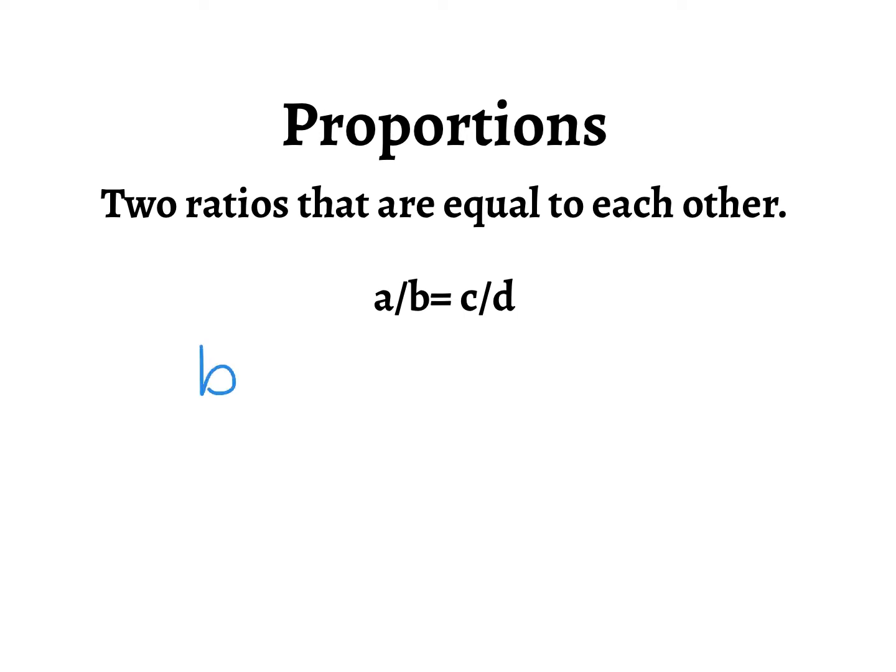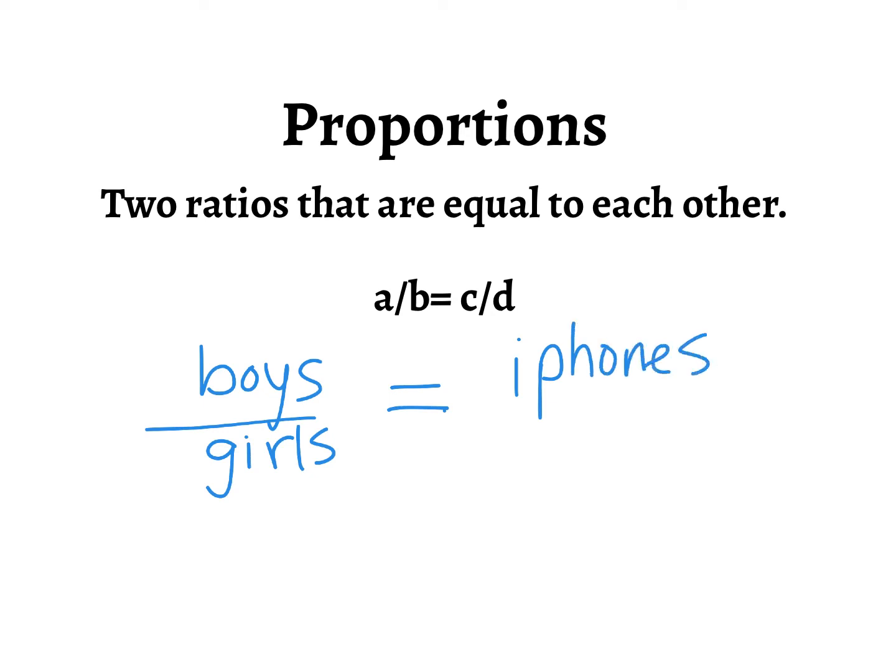So let's say that we have a ratio of boys to girls. Maybe for every 4 boys, there's 5 girls, or for every 6 boys, there's 10 girls, or something like that. If that ratio is equal to iPhones to Androids, whenever two different ratios are equal in value, we say that they are proportional. They make a proportion. And here we're going to do an example of how to set up a proportion and how we use those equivalent ratios to scale up and grow.